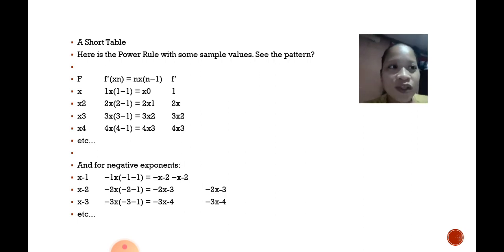And that's all for the power rule. Hope you have learned something. You have a lesson that you've learned from our topic, the power rule.